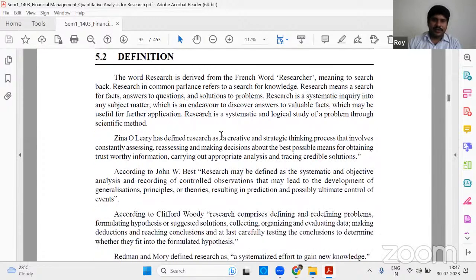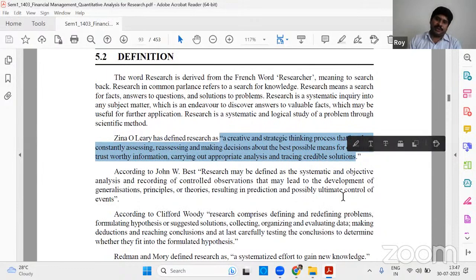Right. And if you see the definition of research: a creative and strategic thinking process that involves constantly assessing, reassessing, and making decisions about the best possible means for obtaining trustworthy information, carrying out appropriate analysis, and tracing a credible solution. See that? A lot of things are included in that. Constantly assessing, reassessing, and making decisions about the best possible means for obtaining trustworthy information.